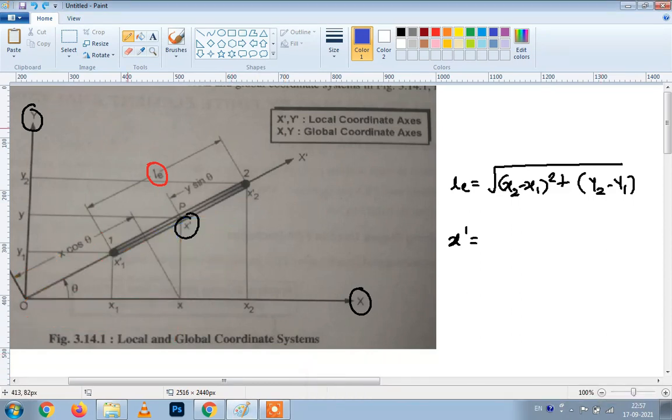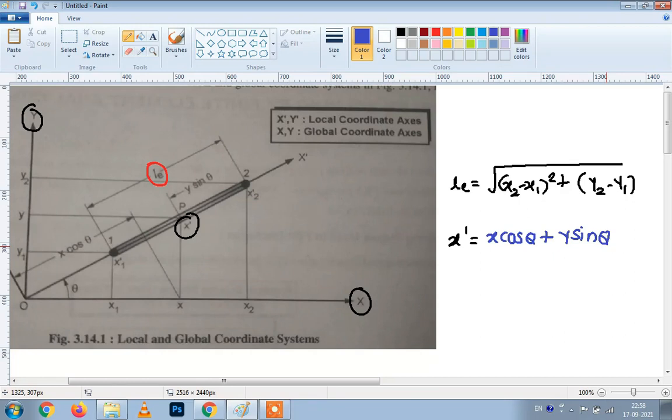Now we want to find out this x dash. It will be the summation of these two distances. This is distance number 1 and this is distance number 2. The first distance that we are getting is x cos theta using this triangle. So x dash will be x cos theta plus y sin theta. I hope this particular summation is clear to everyone. In case you are having any doubt, feel free to contact me on WhatsApp or you can directly call me.